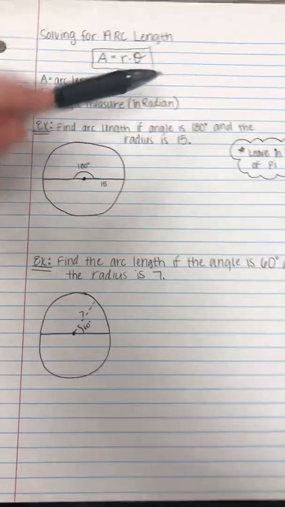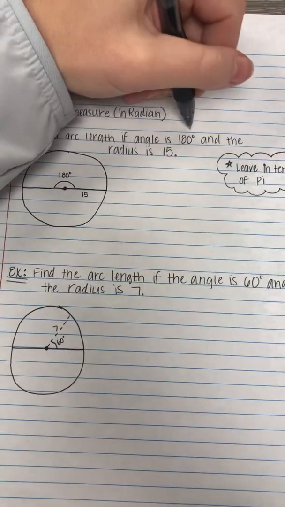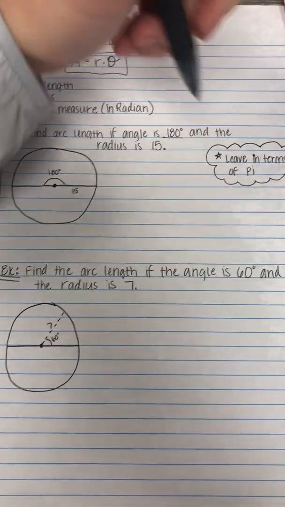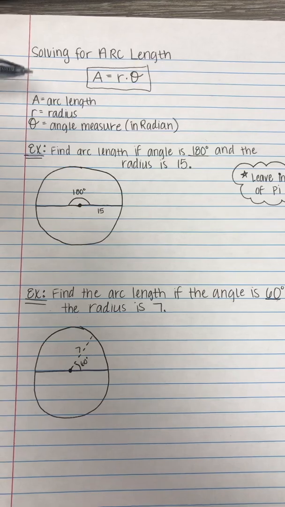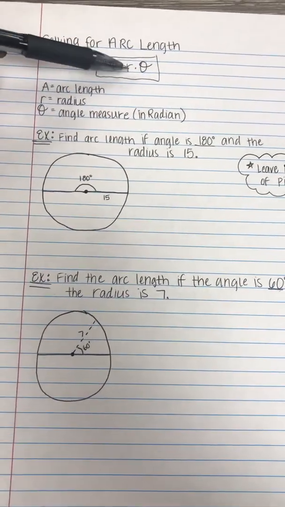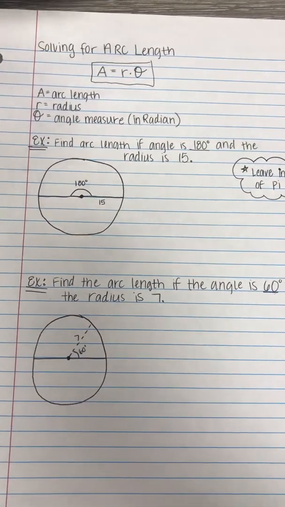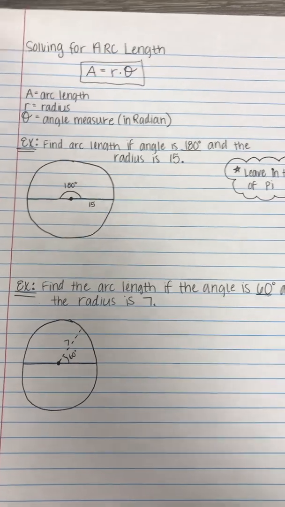So a lot of times you're going to get the angle measure in degrees, and you're going to have to convert it to radians and then solve. All right, so we're going to start with the first one, and it's very simple. You're just going to multiply r by theta, which is the angle measure in terms of pi.